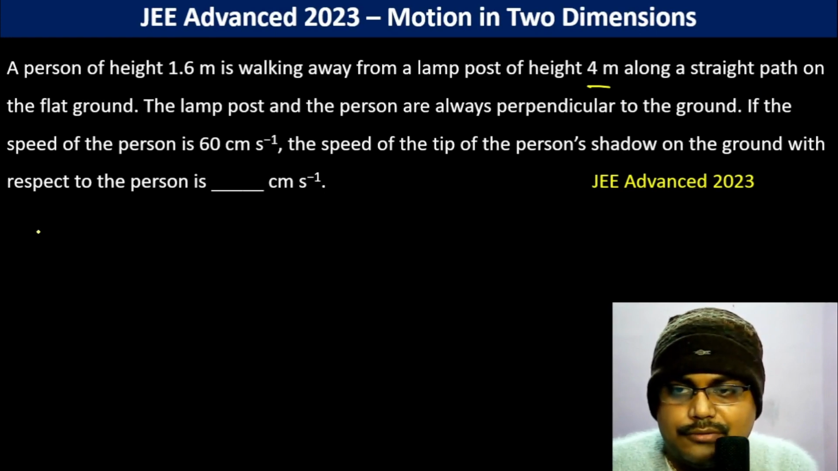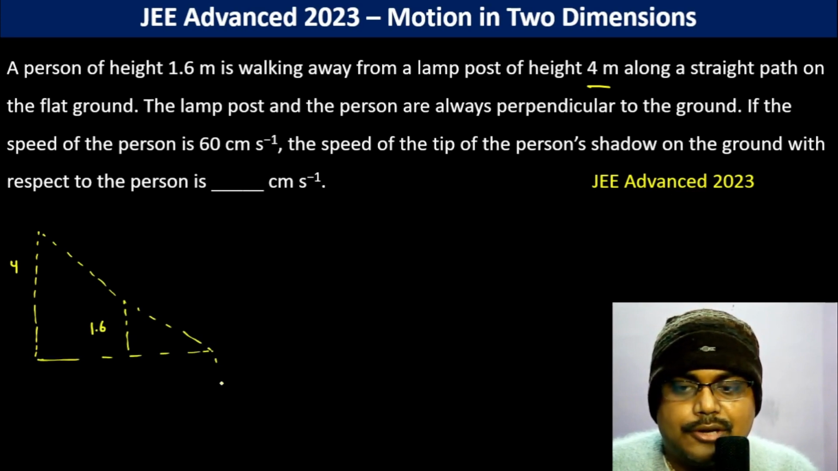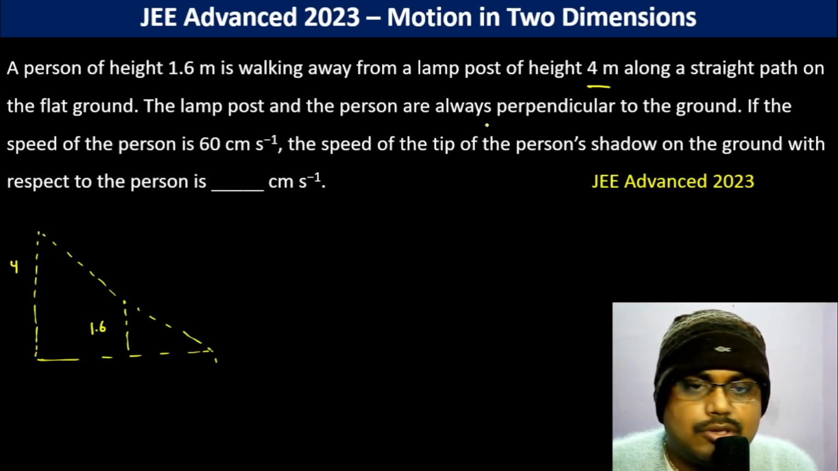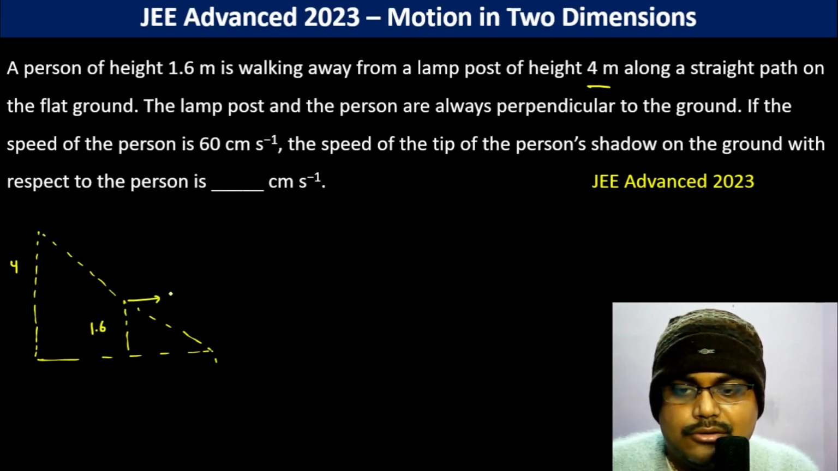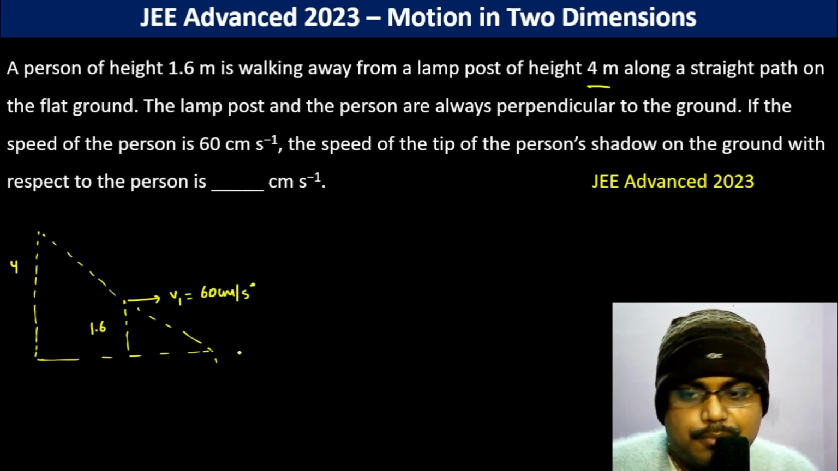A person of height 1.6 meters is walking away from a lamppost of height 4 meters along a straight path on flat ground. So this is the lamppost, 4 meter height, and this is the person, which is 1.6 meter height. This is the shadow, and the lamppost and the person are always perpendicular. The speed of the person is 60 centimeter per second. So let us say v1 is 60 centimeter per second. The speed of the tip, so what is going to be v2?